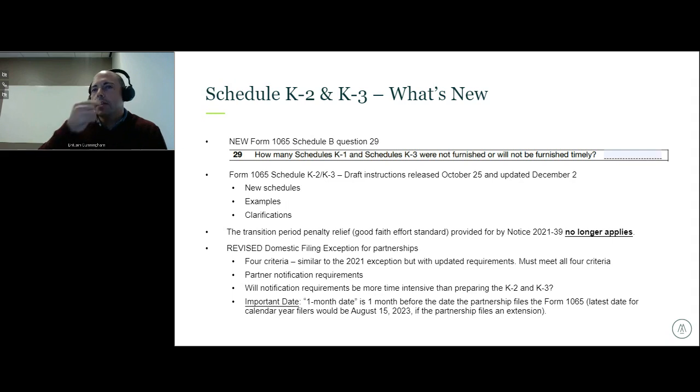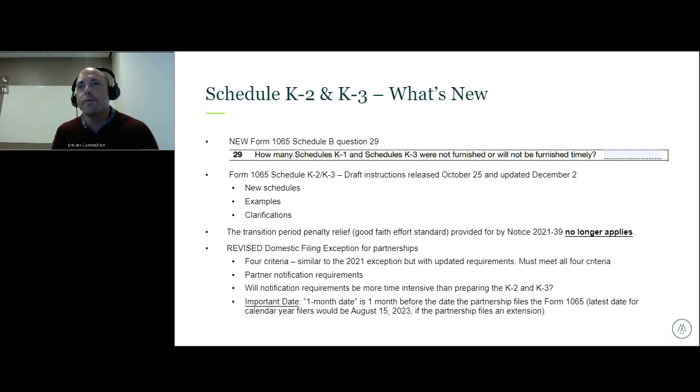Really, at the moment, I think we'll focus the discussion on the Schedule K-2, because at the moment, this is kind of where we are focused. We're seeing in the draft instructions for the 1065 for the year that the IRS is continuing to integrate the K-2 and K-3 in with the 1065. They released draft instructions on October 25th, and then another set last Friday.